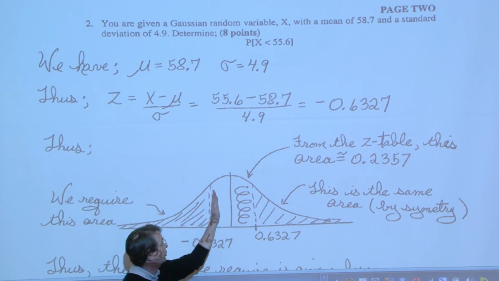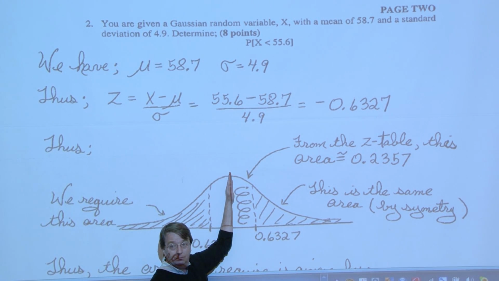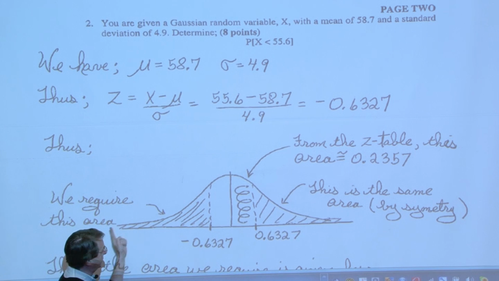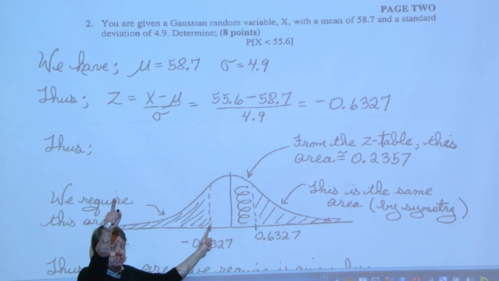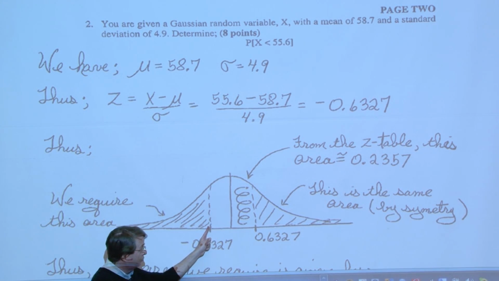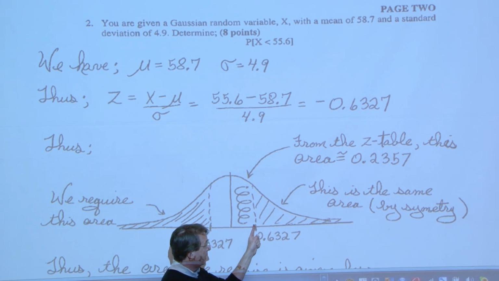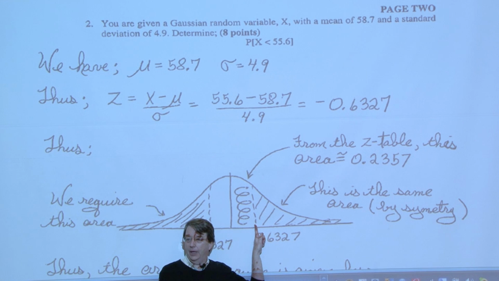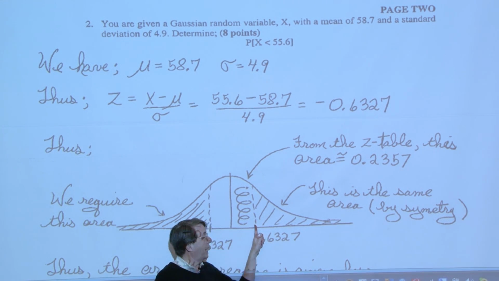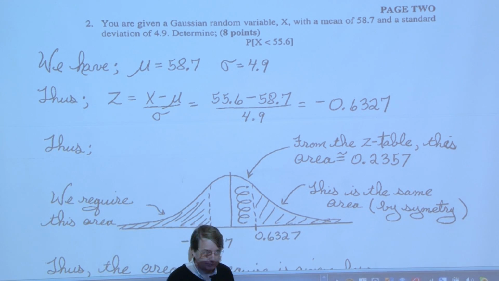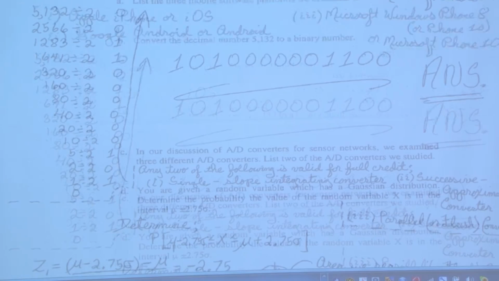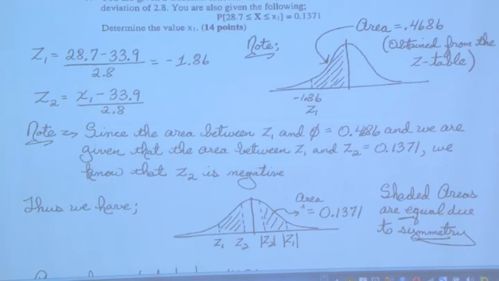This curve is symmetrical about the origin, and the area is 1 from minus infinity to plus infinity. So this area from minus infinity to here is the same as this area to positive infinity because of symmetry. So now what I want is this area here. Last trick. Let's go to the z tables.